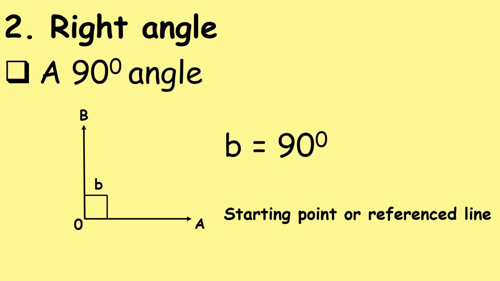So when we're talking about a right angle, we are talking about an angle that is equal to 90 degrees. And we can see that the angle B, which makes the line OA and OB inclined at an angle of 90 degrees. That is, OB is perpendicular to OA.